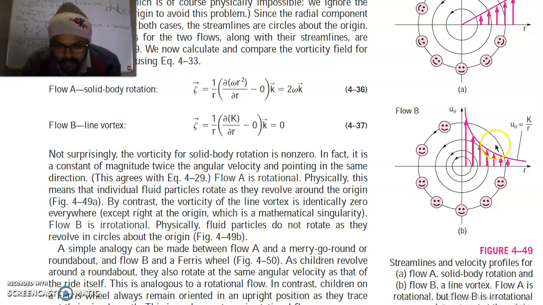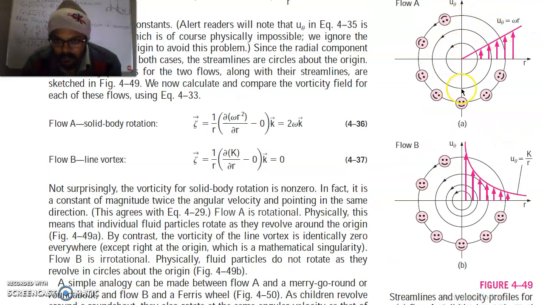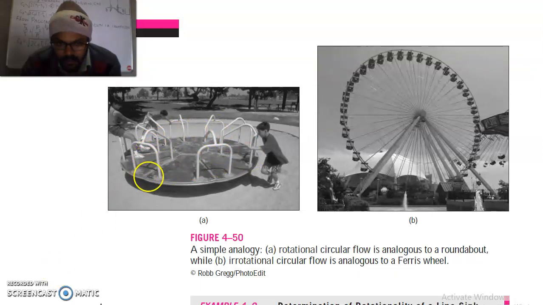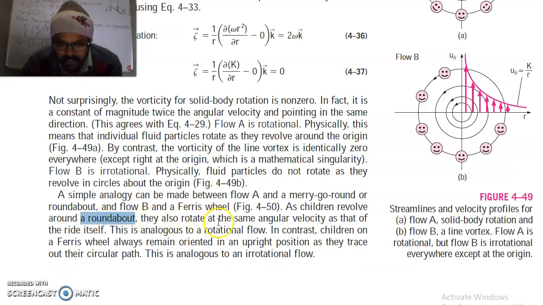The fluid particles do not rotate as they revolve in a circle about the origin. You can compare this solid body rotation, the rotational circular flow, to a roundabout. As children move around a roundabout, they also rotate at the same angular velocity as the ride itself.